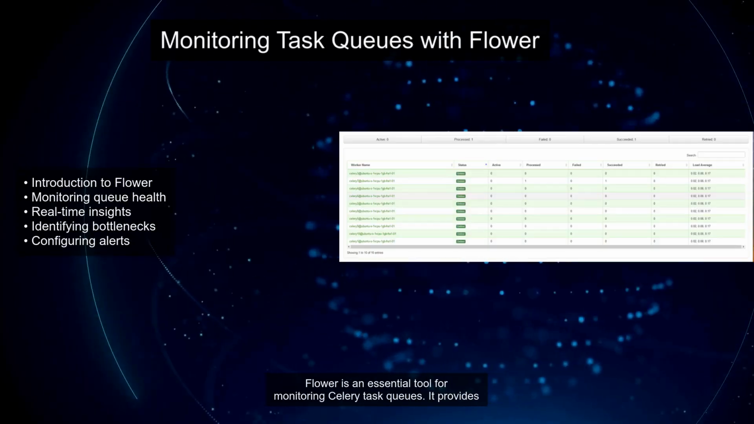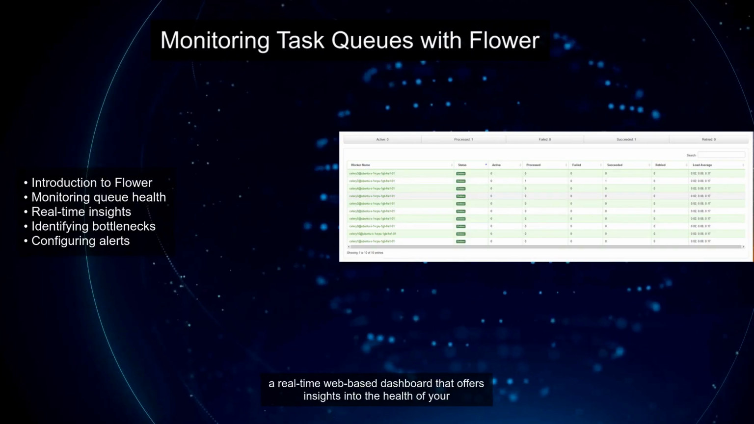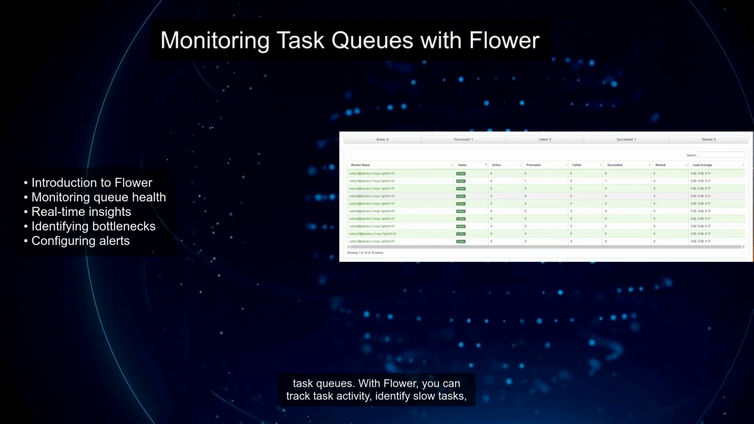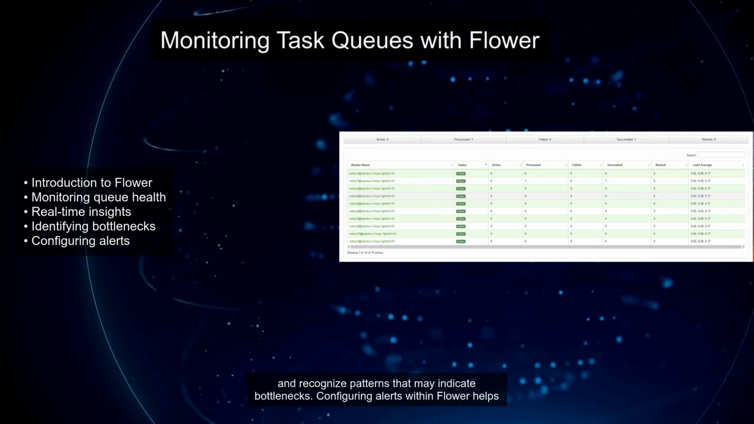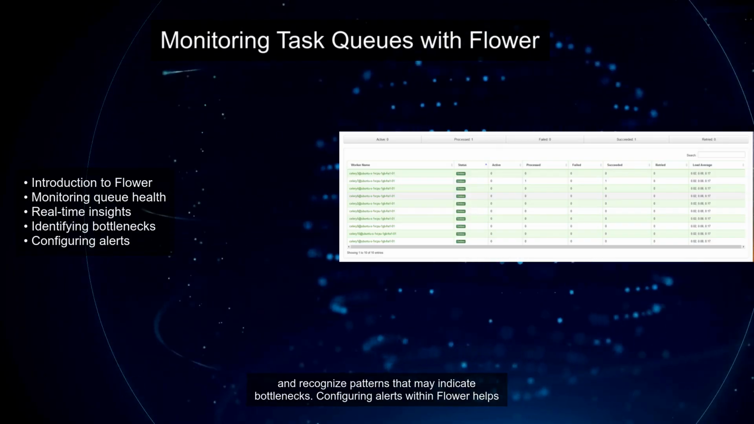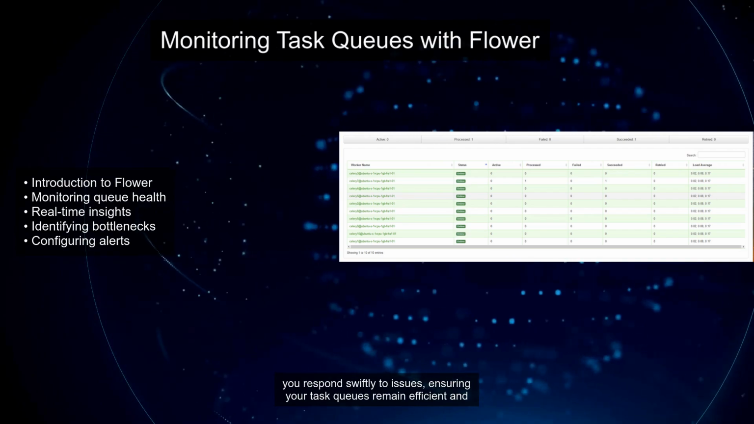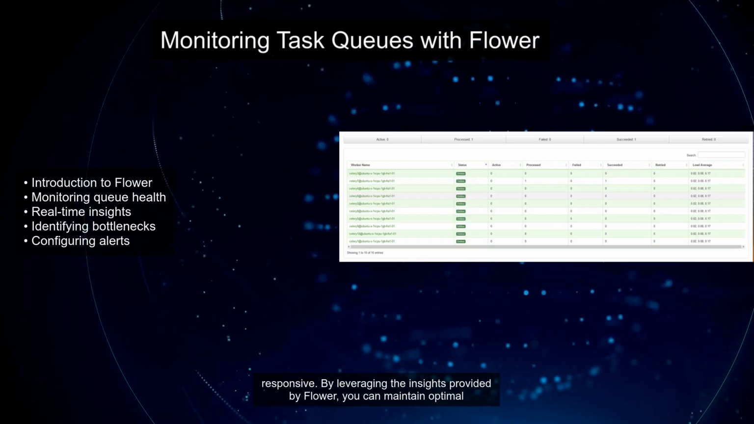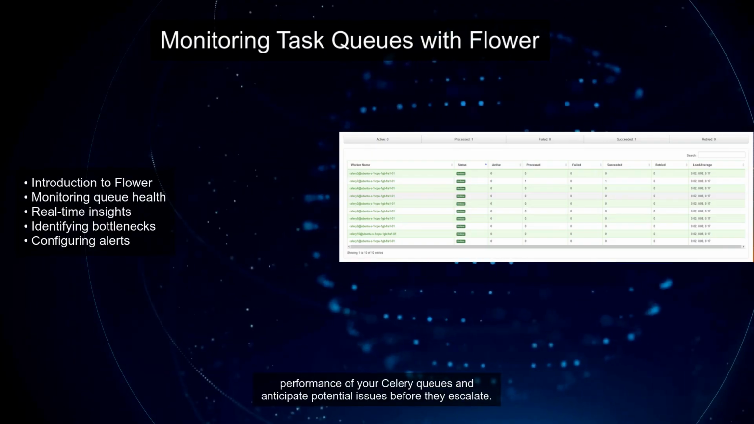Flower is an essential tool for monitoring Celery task queues. It provides a real-time web-based dashboard that offers insights into the health of your task queues. With Flower, you can track task activity, identify slow tasks, and recognize patterns that may indicate bottlenecks. Configuring alerts within Flower helps you respond swiftly to issues, ensuring your task queues remain efficient and responsive. By leveraging the insights provided by Flower, you can maintain optimal performance of your Celery queues and anticipate potential issues before they escalate.